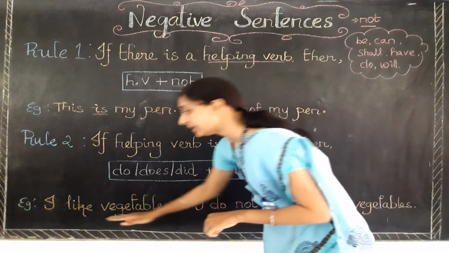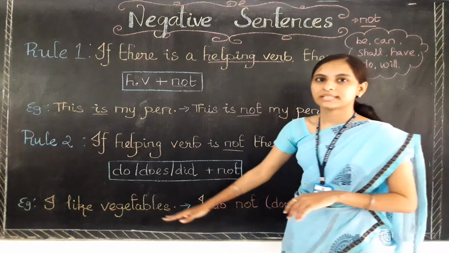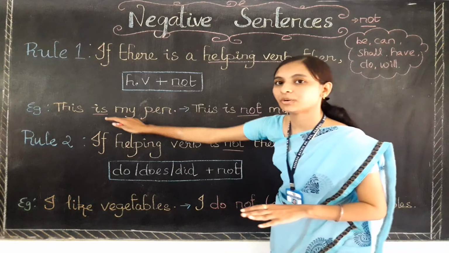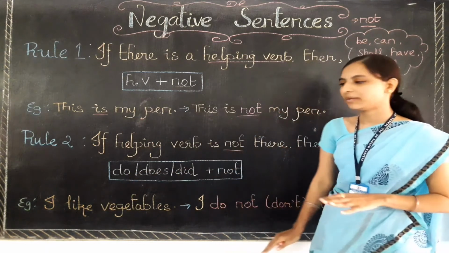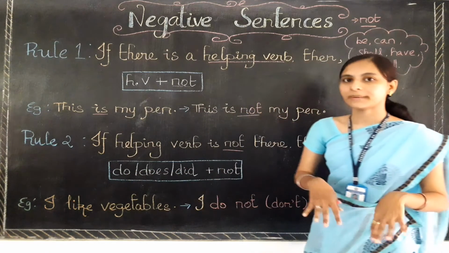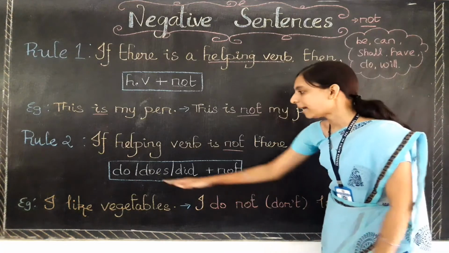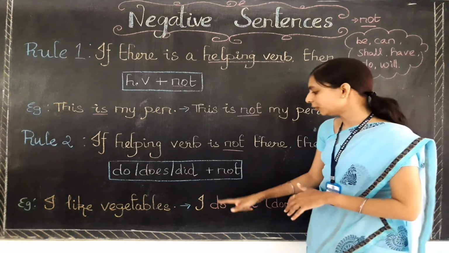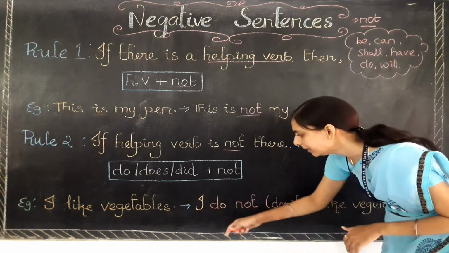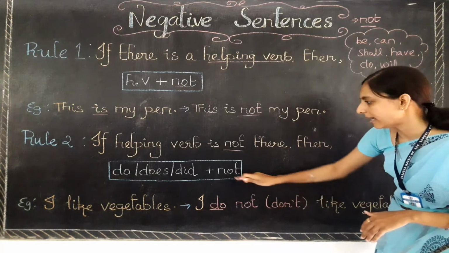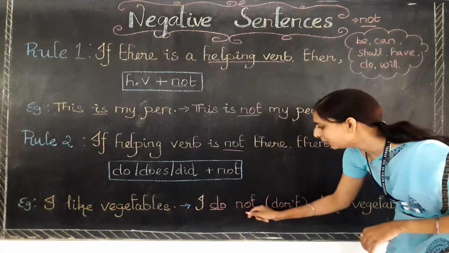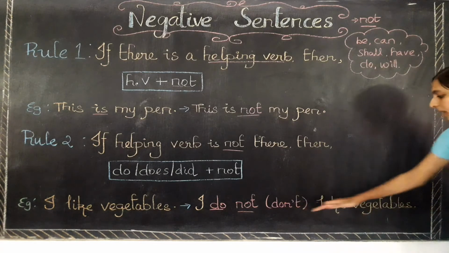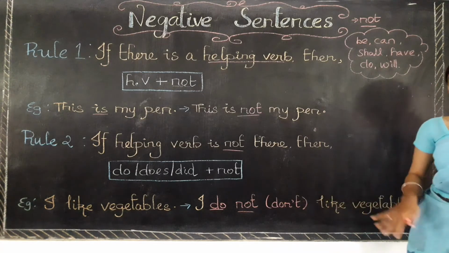See, I like vegetables. In this sentence there is no helping verb. So in place of the helping verb we are going to use a do family verb. This sentence talks about a present time event, so I am going to use "do", because for the subject I in the present I need to use do. So I do, then what do I need to add? Very good, that is not. I do not like vegetables. It is the negative sentence.